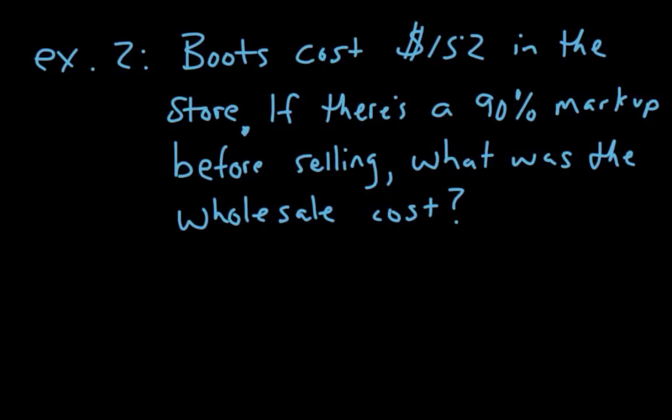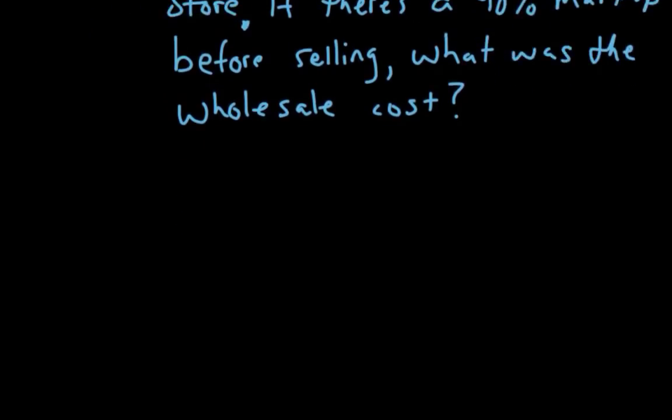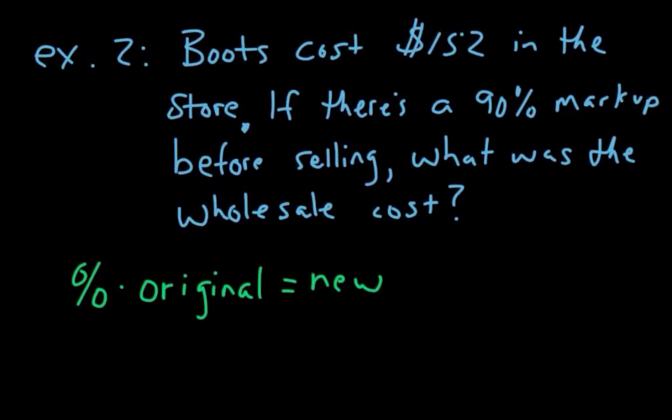And so if we were to go back and say, all right, I have my percent. Should we do percent times original? Yeah. Okay, so percent times original equals the new. So the 152 goes in for percent, original or new? New, because that's after the markup. So 152 goes on the right side of the equals.